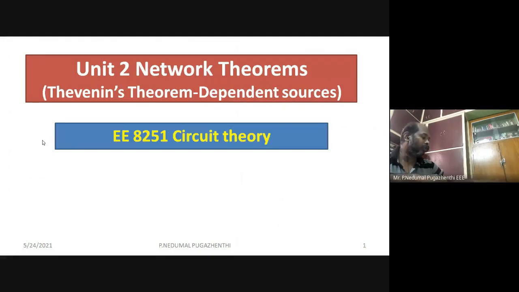In the previous regular class, we have discussed your network theorems.